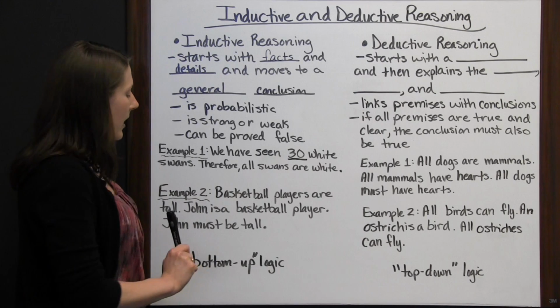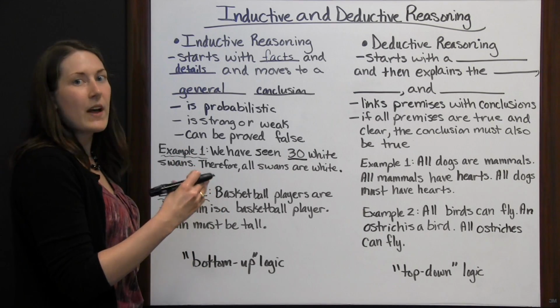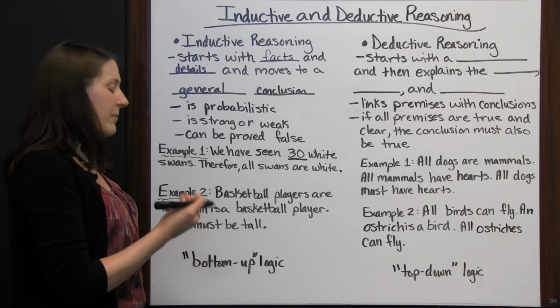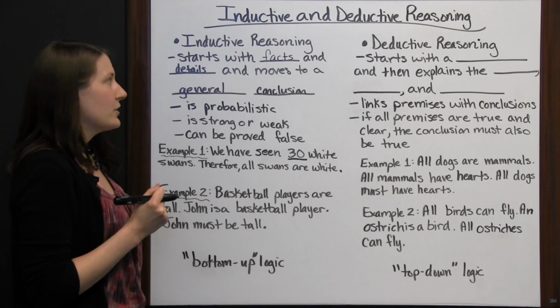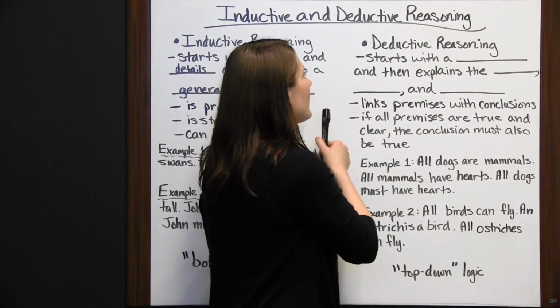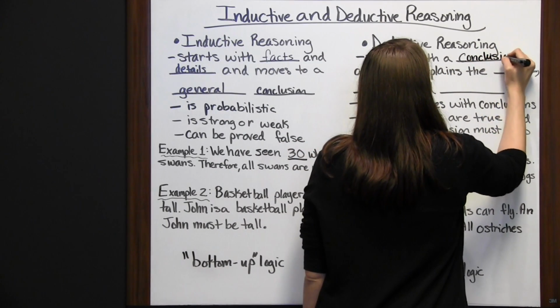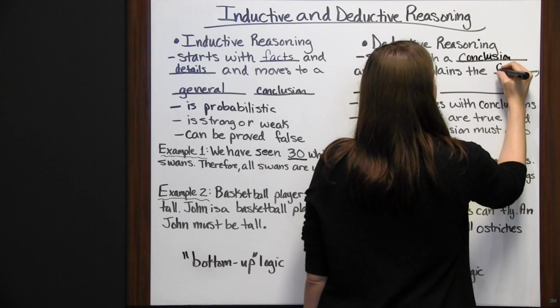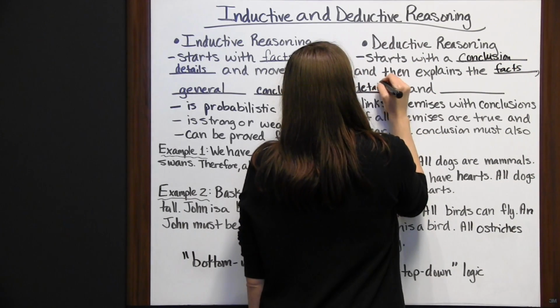This is called bottom-up logic. We start at the bottom with our examples, and we build on those facts, details, examples to come to a conclusion. So bottom up to the top to build our conclusion. Next, let's talk about deductive reasoning. Deductive reasoning starts with a conclusion and then explains the facts, details, and examples that support it.